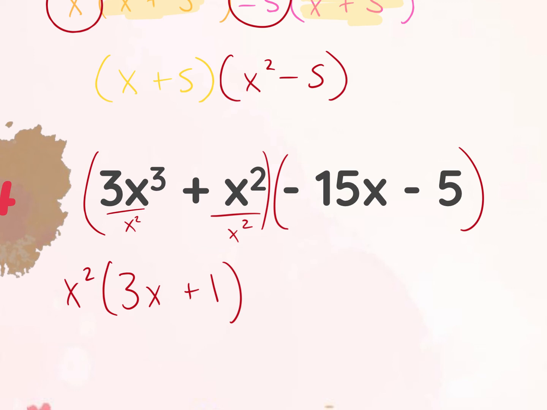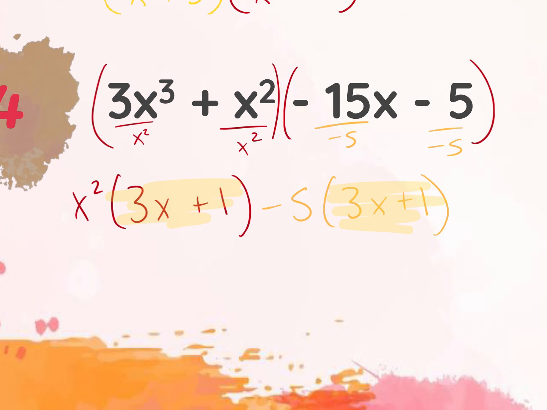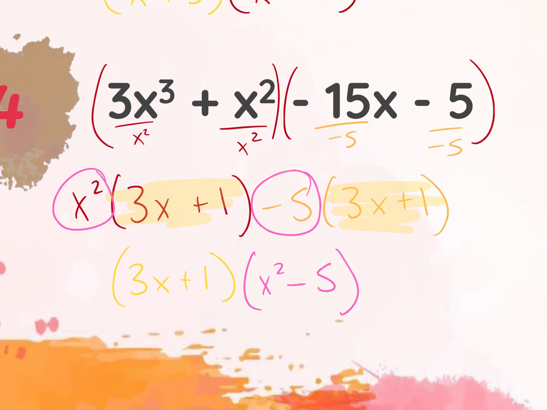Now in my second group, what's my greatest common factor? -5. So we're going to take out a -5. What am I left with when I divide out a -5? 3x plus 1. Are my parentheses exactly the same? Yes. So that's going to come together to form 3x plus 1. Now what's going to go in my second parentheses? X squared minus 5. Perfect.